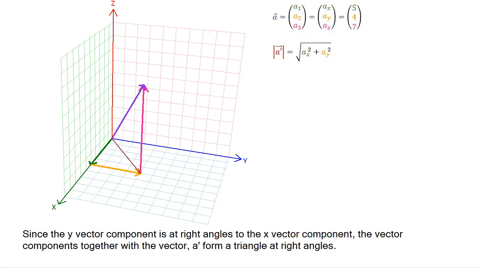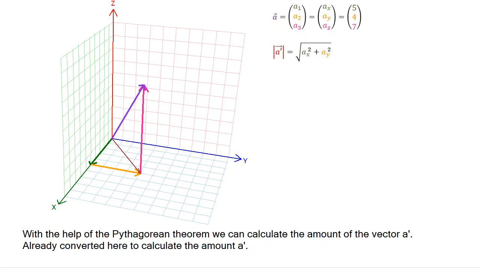Since the y vector component is at right angles to the x vector component, the vector components together with the vector A' form a triangle at right angles. With the help of the Pythagorean theorem we can calculate the amount of the vector A'. Already converted here to calculate the amount A'.